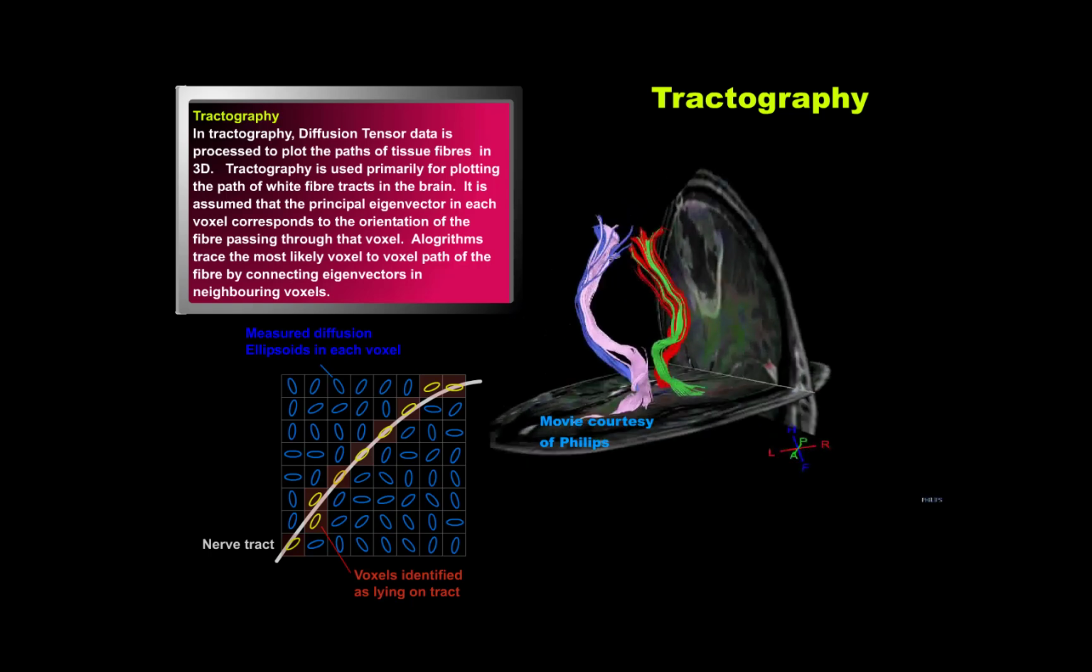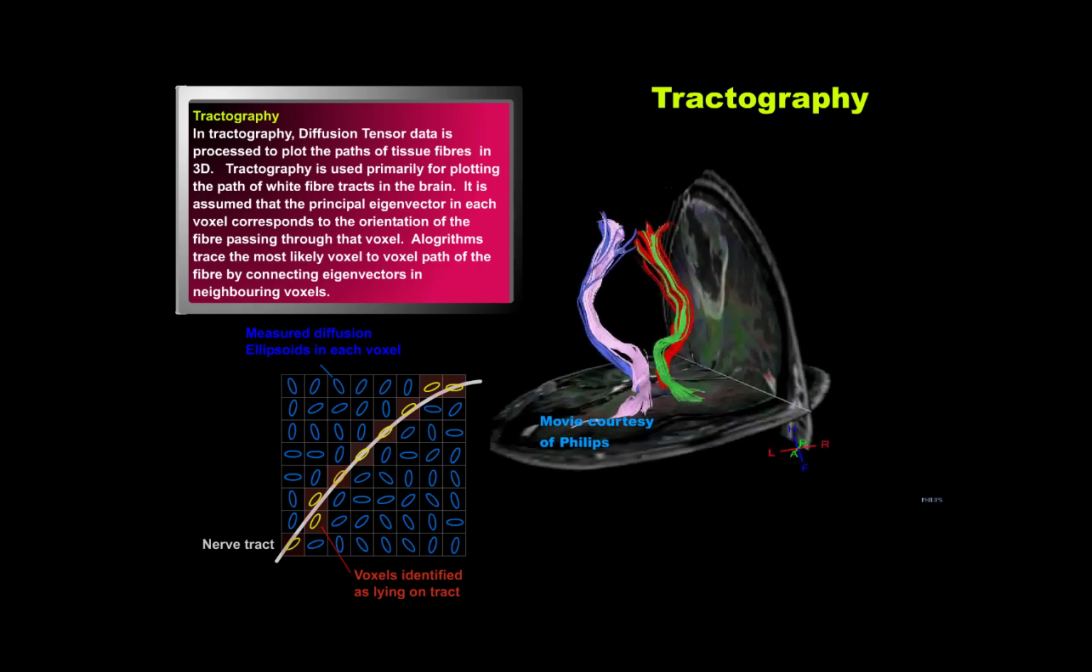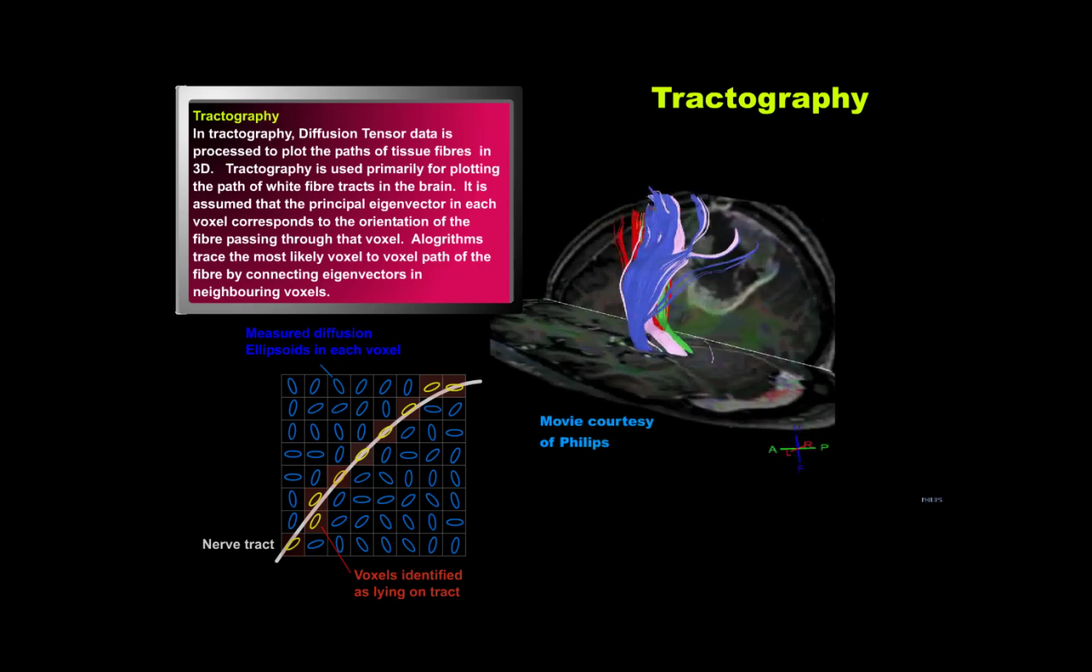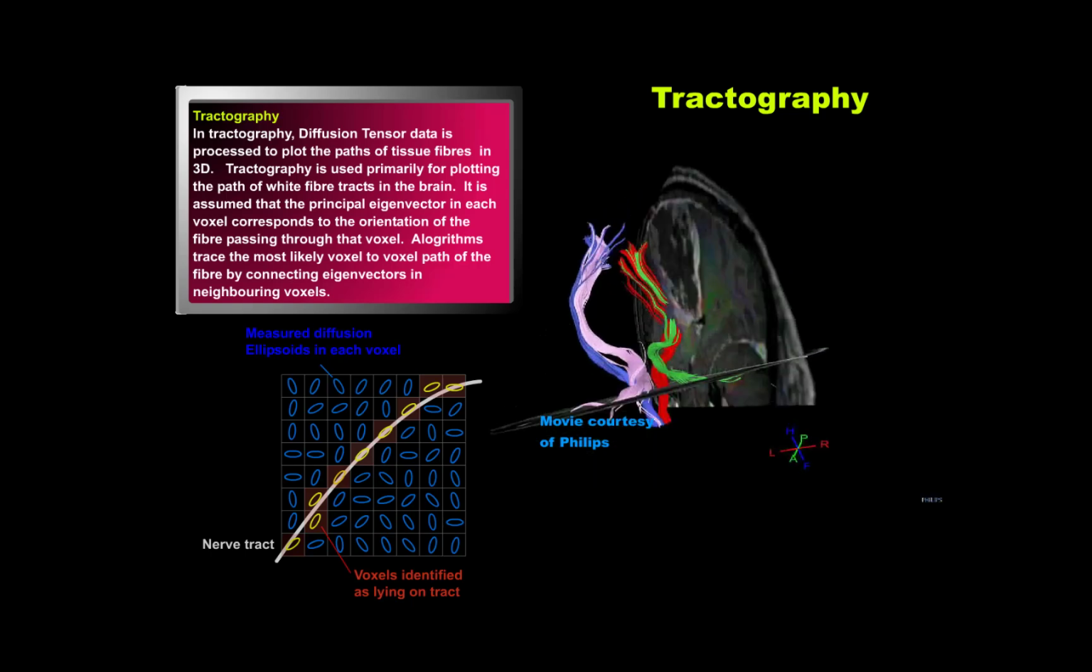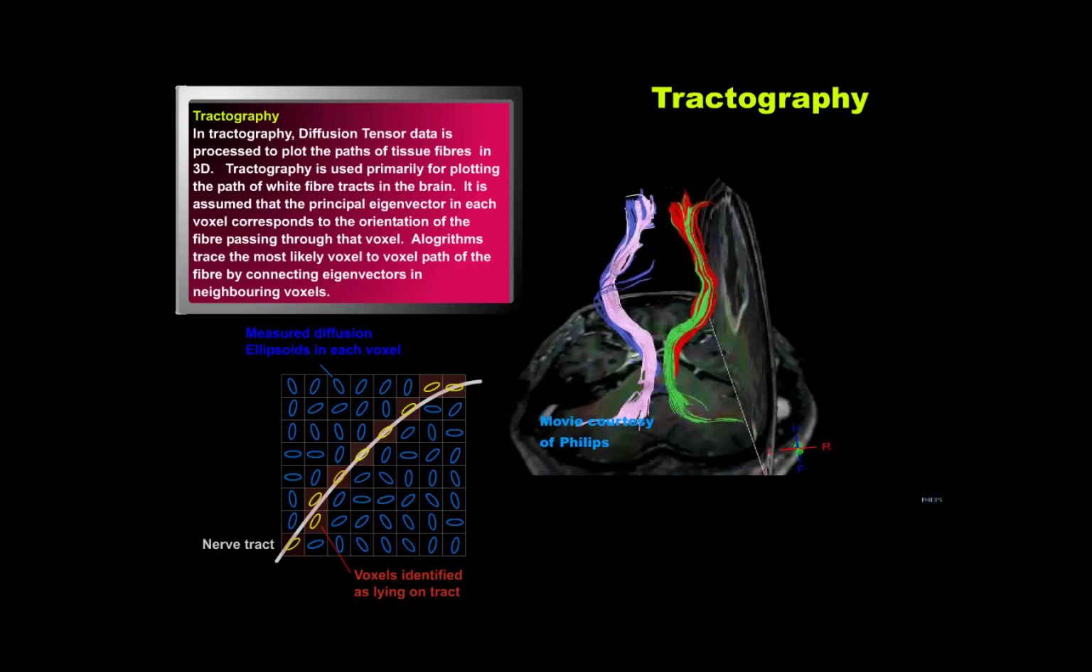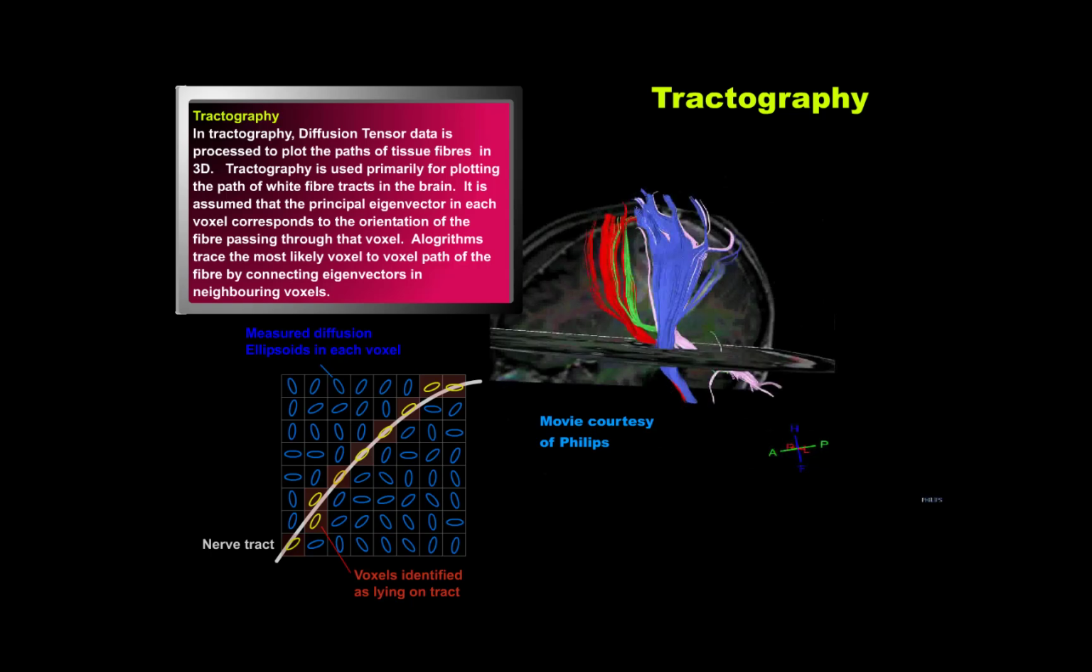And it then runs an algorithm which traces the most likely pathways for the fibers through that imaging data. So what it's trying to do is connect from voxel to voxel following the most likely diffusion path along a tract.